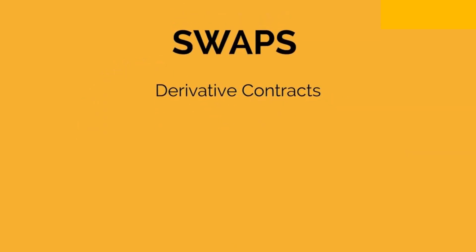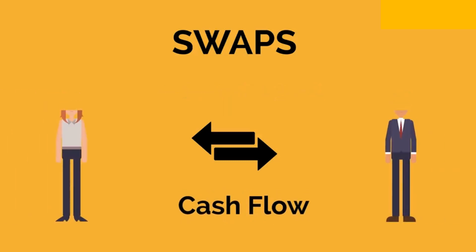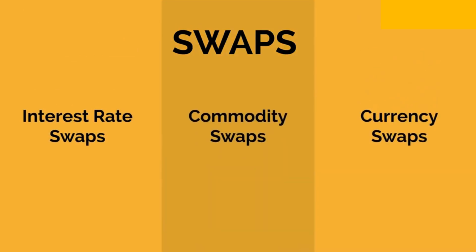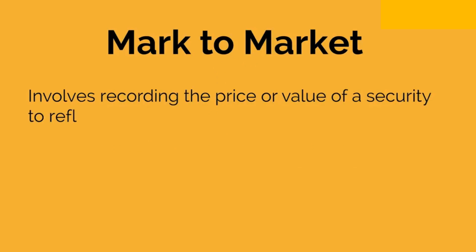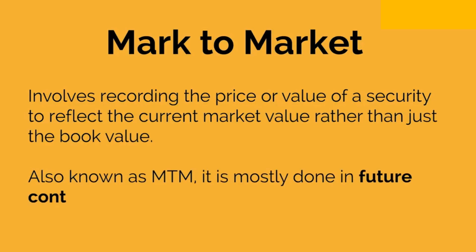Swaps. Swaps are derivative contracts that allow the exchange of cash flows between 2 parties. The most popular types of swaps are interest rate swaps, commodity swaps, and currency swaps. There is a term which is vital to know, that is mark to market. Mark to market involves recording the price or value of a security to reflect the current market value rather than the book value. It is also known as M to M and is mostly done in futures contracts.